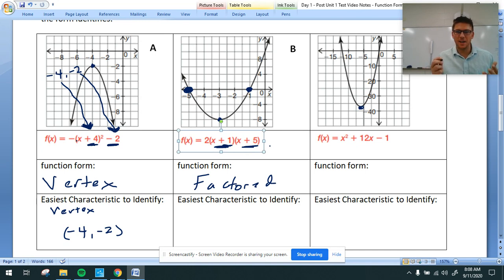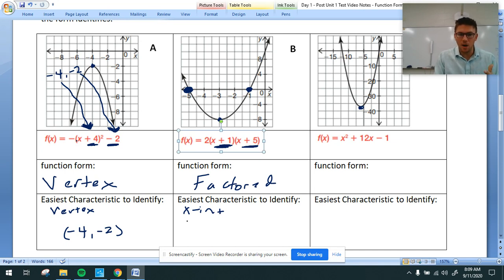What do you notice there? We got an x plus 1 and an x plus 5. But our x-intercepts were -1 and -5. So x-intercepts is the easiest characteristic to find from its factored form, and noticing the relationship between our equation right here and the intercepts.